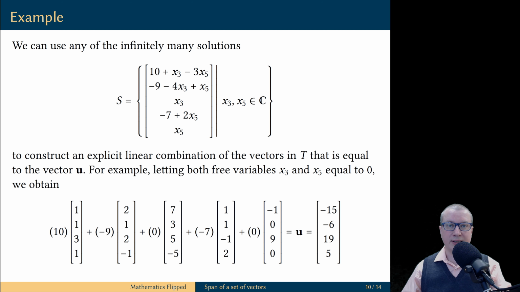And now, to construct an explicit presentation of the vector u as a linear combination of the given vectors from the set T, all we need to do is to construct one particular solution of this linear system. And we can construct particular solutions by assigning specific values to the free variables. For example, what could be simpler than to assign zeros to the free variables x3, x5? This gives us an explicit presentation for the vector u as a linear combination of the vectors in T. Please check that the linear combination on the left-hand side simplifies indeed to the vector u.